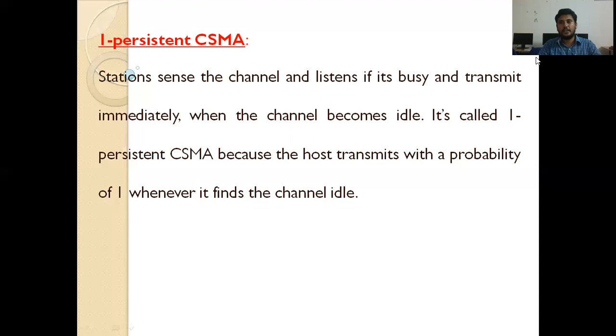So what happens in I-persistence, meaning idle persistence? Here the sender senses the medium. If the medium is idle, that is, the medium is empty, then it immediately sends the data packet. That is called I-persistent CSMA. It immediately transmits the data packet whenever the path is idle.